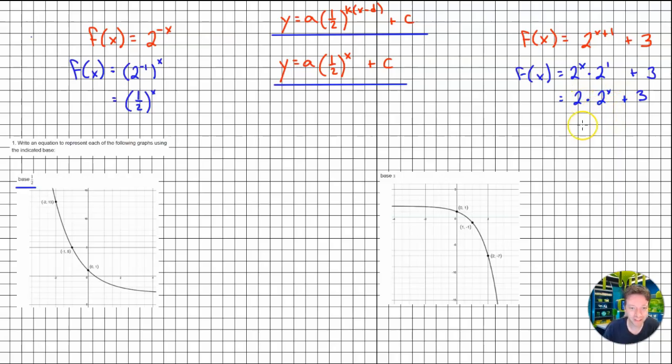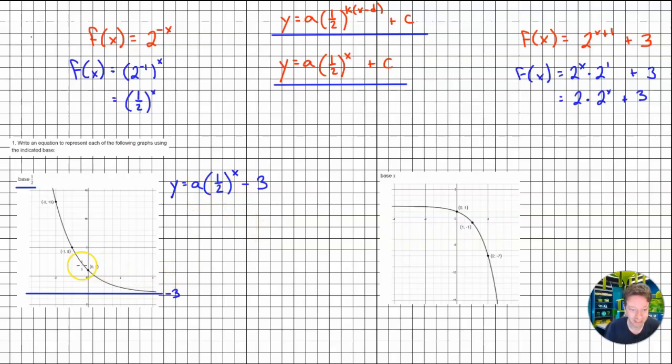So now that we know this, let's go over to this question. I can write this as y equals a times 1/2 to the x plus c. But I can actually look at c, because we know that c is where the horizontal asymptote is going to be. So if we look at this graph, we can see that it is approaching y equals -3, but never reaching it. So c is going to be -3. So all I need to do now is figure out what a is.